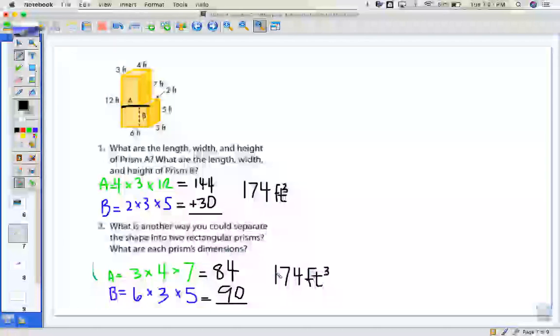There are two more that I would like you to try. You're going to try them first in your book. Actually, you can try it right here in the Nearpod, and then you're going to watch a video to see how you did.